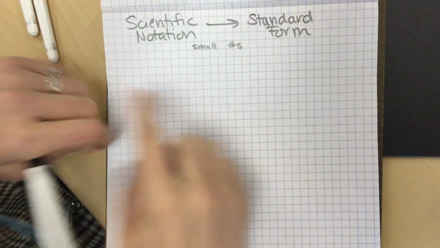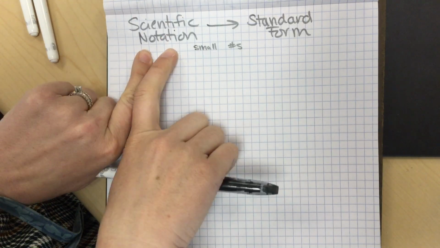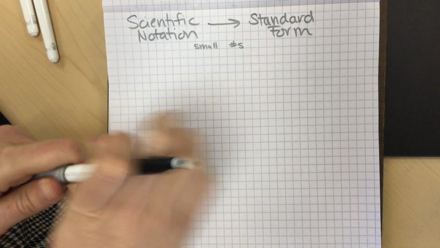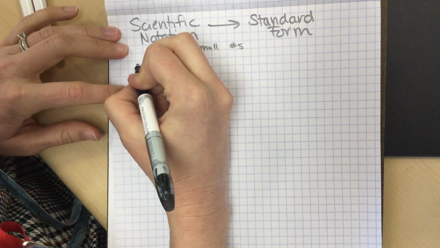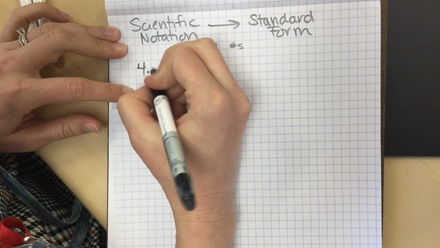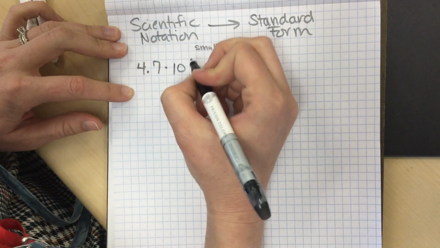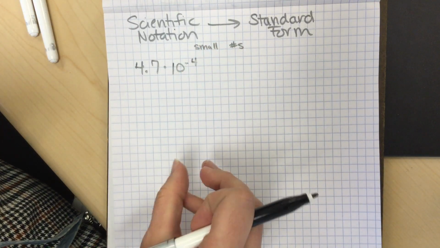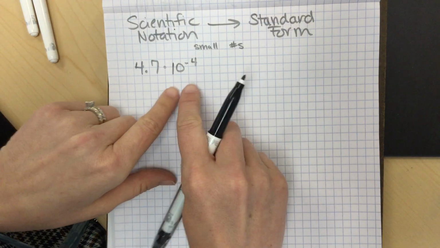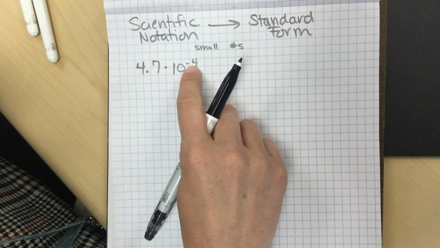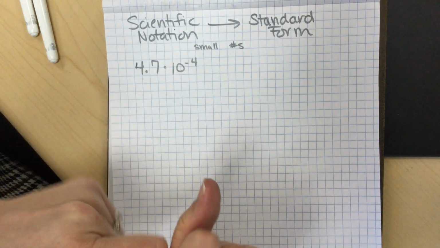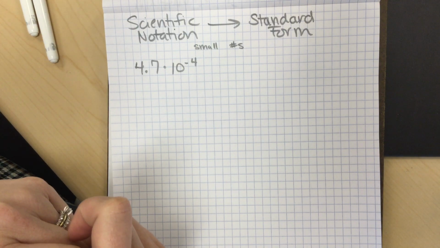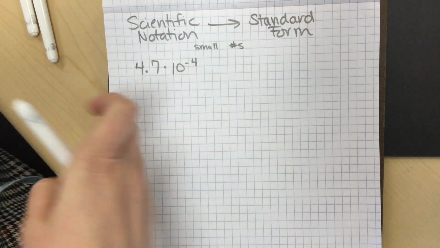So this video is for writing numbers from scientific notation to standard form, and really our focus here is those small numbers. So if I see the number 4.7 times 10 to the negative 4, I know it's going to be a small microscopic number because of the negative exponent, because I know that 10 to the power of a negative exponent makes a number smaller.